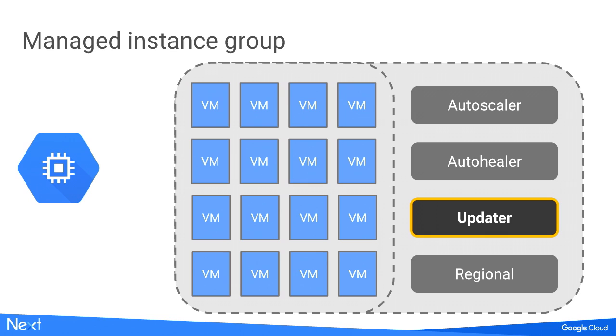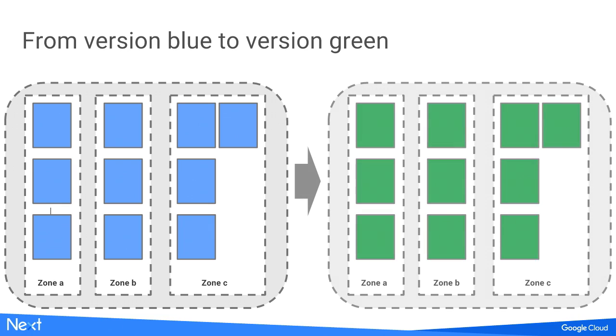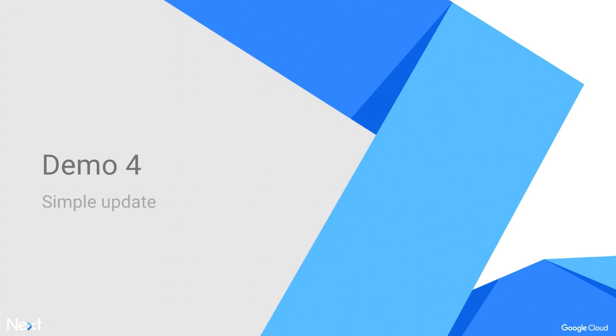Instead of starting with exactly the details of the updater, let's just talk about what it does. At the highest level, the concept is really simple, right? You have a version 1 blue, you want all version 2 green, and you just want to update your instance group without having to touch networking, without having to touch any other setups, but you still want that control. So let's start simple, and let's just do a simple update from version 1 to version 2.